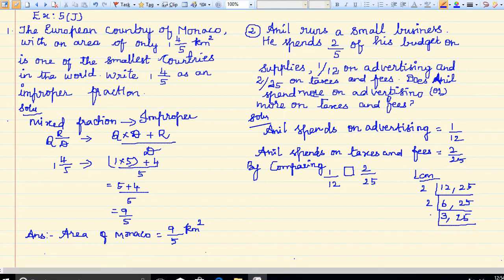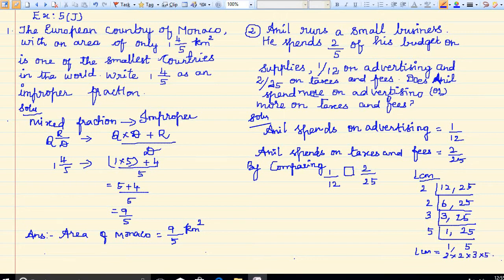Next, 3 1s are 3, 25 as it is you write. Next, 5 5s are 25. So the last is a prime number. So stop up to this. See, listen. Now you have to multiply all those things. LCM you have to do only by the prime numbers. See, listen. 2 into 2 into 3 into 5 into 5.